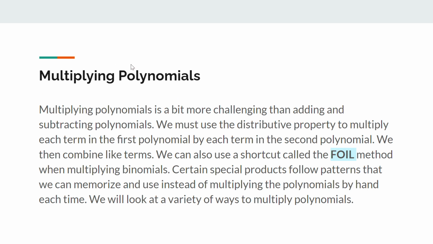Next, we have multiplying polynomials. Multiplying polynomials is a bit more challenging than adding and subtracting polynomials, since we must use the distributive property, multiplying each term in the first polynomial by each term in the second polynomial. We then combine like terms. We can also use a shortcut called the FOIL method when multiplying binomials. Certain special products follow patterns that we can memorize and use instead of multiplying the polynomials by hand each time. We will look at a variety of ways to multiply polynomials.